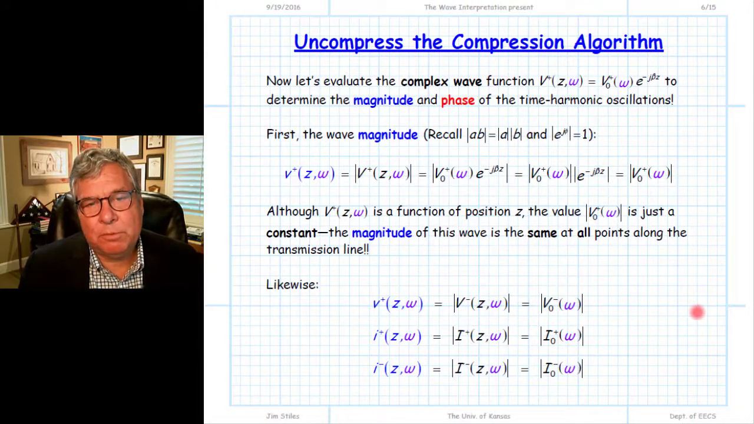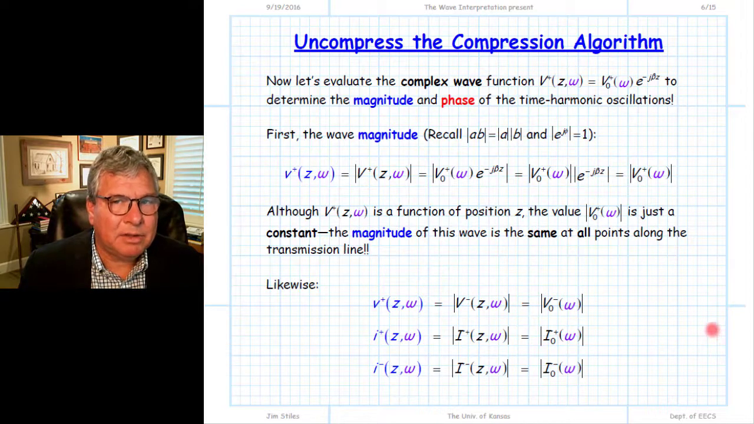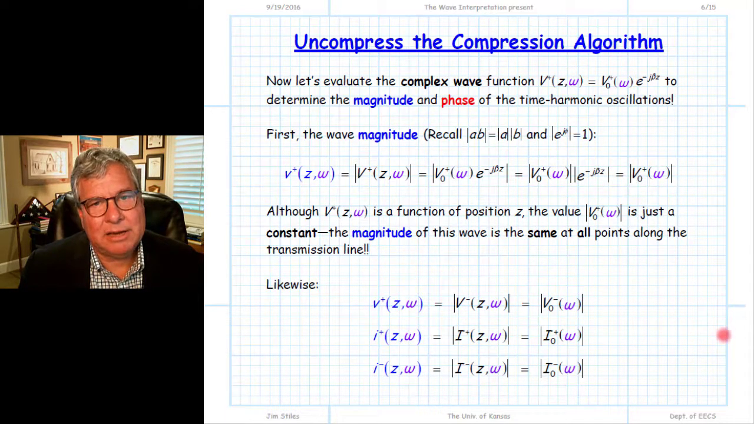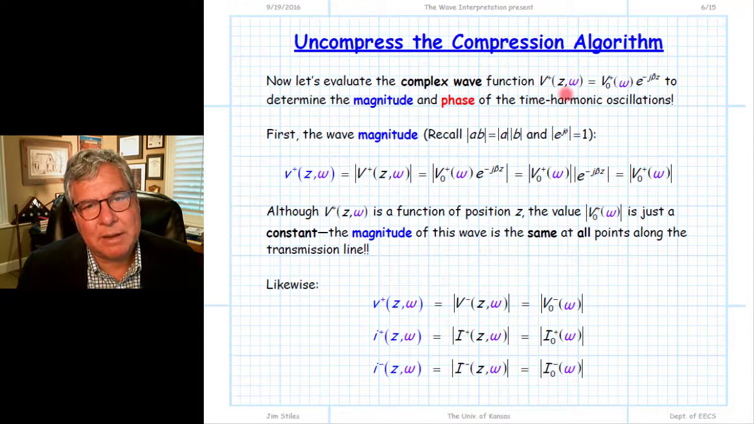So the four terms from our telegrapher equations, V plus and V minus, I plus and I minus, are complex functions of position, complex values. And so the question is, what does that mean physically? What we're going to do is look at the complex function V plus, the complex function that describes the voltage created by the propagating wave in the direction of increasing z. And of course, we know that function to be equal to this. So what do we make of this physically?